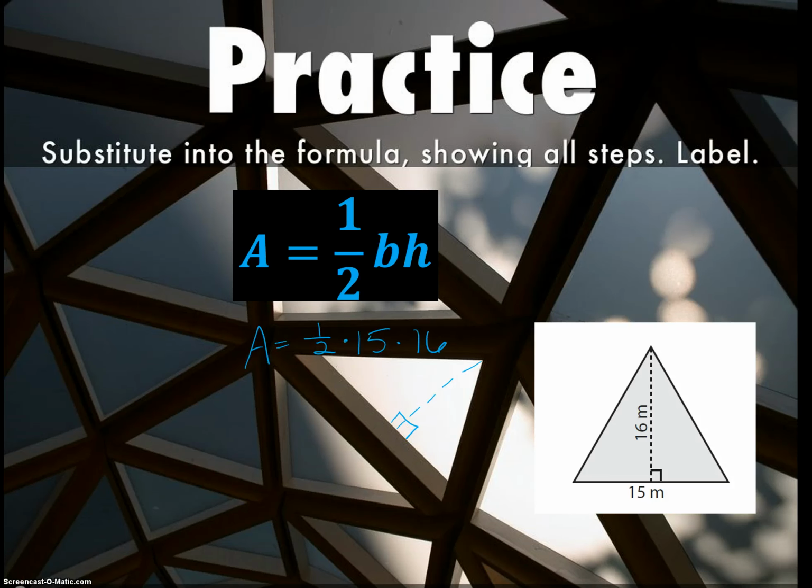So when you plug that in, you should get A equals 1/2 times 15 times 16. However, it's not easy for me to do 1/2 of 15, but I can do 1/2 of 16 in my head. So 1/2 of 16 is equal to 8, and then I have 8 times 15. 8 times 5 is 40. Write down my 0, carry my 4. 8 times 1 is 8 plus 4 is 12. So I have a total of 120 meters squared for the area of that window.